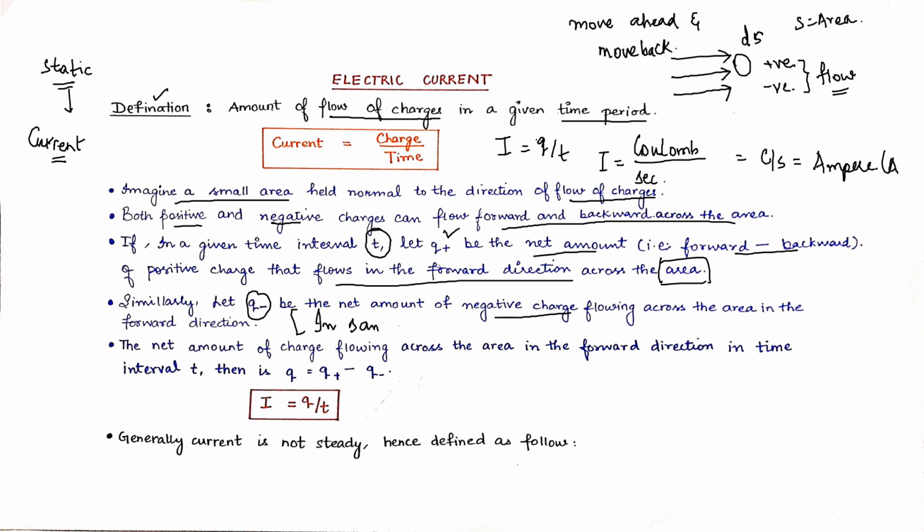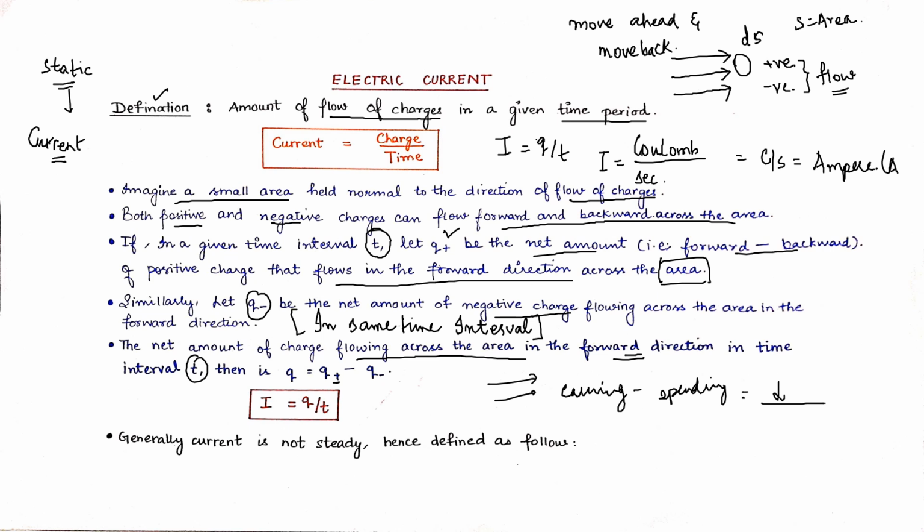Now the net amount of charges flowing across the area in the forward direction in time interval t is given as q equals q plus minus q minus. Like how much you are earning minus how much you are spending will give you what amount of money you are left with. Similarly, the net charge equals positive charge moving forward minus negative charge moving backward.